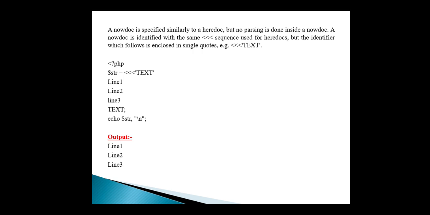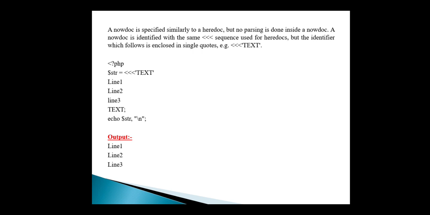The nowdoc has one small difference, that is while we are using the three less than symbols, we will use the single quotes for the particular text string. A nowdoc is specified similar to a heredoc, but no parsing is done inside a nowdoc. A nowdoc is identified with the same <<< sequence used for heredocs, but the identifier which follows is enclosed in single quotes. So here we will be using the single quotes for nowdocs.